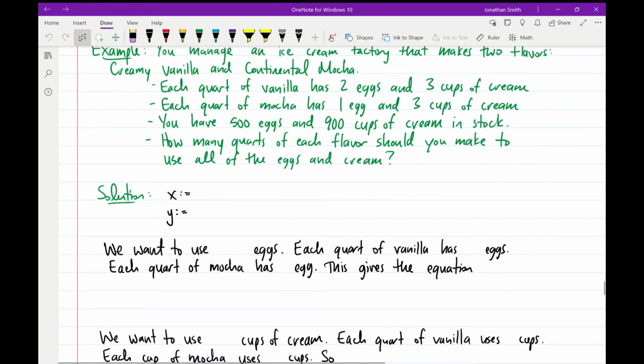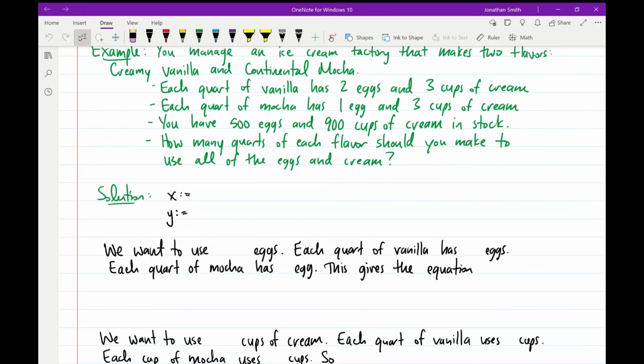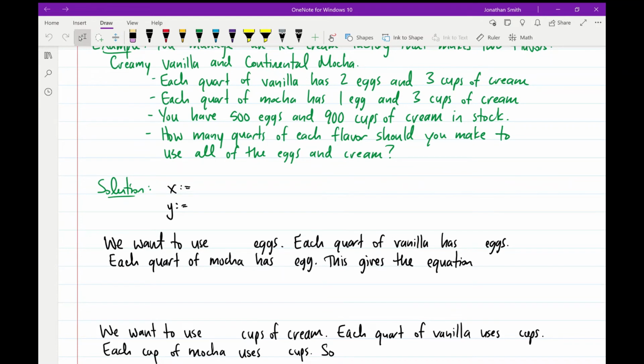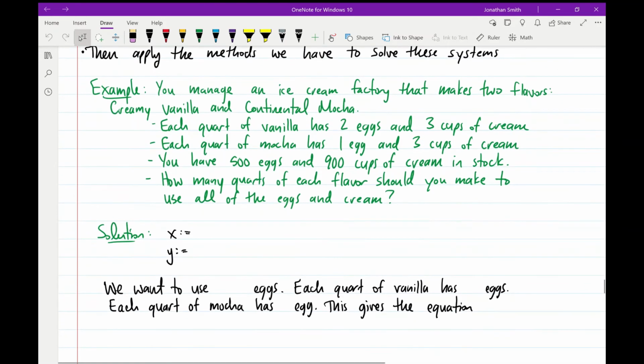And let's also say that right now inside of your store you have 500 eggs in stock and you have 900 cups of cream in stock. The question is, how many quarts of each flavor should you make so that you use all of the products that you have in stock? We don't want any eggs and cream left over on the shelf that are going to spoil. We want to incorporate all of them into the ice cream that we're making today and hopefully selling. So this is kind of an interesting problem to solve, and it ends up being solved with a system of linear equations.